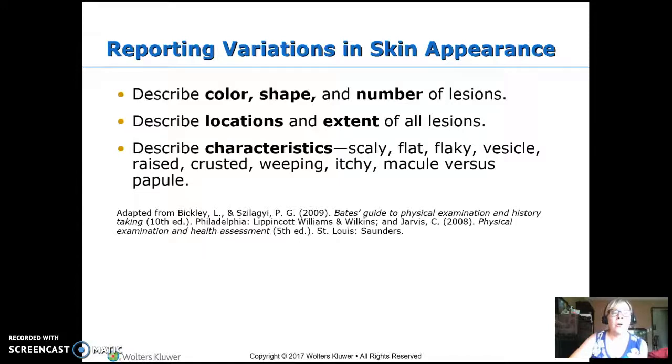And when you're reporting skin, you're going to report the color. If you see something on there, its color, shape, and the number. Is it just one thing or are there multiple? Where's it at? The extent of any lesions, and then describe them. Scaly, flaky, flat, or raised. Induration is the word for raised. A vesicle has fluid in it. Crusted means it's probably had fluid in it, but now it's got like a little scab on there. Weeping, it's draining. It's not getting a dry scab. Is it itchy? Is it macular versus a papule?